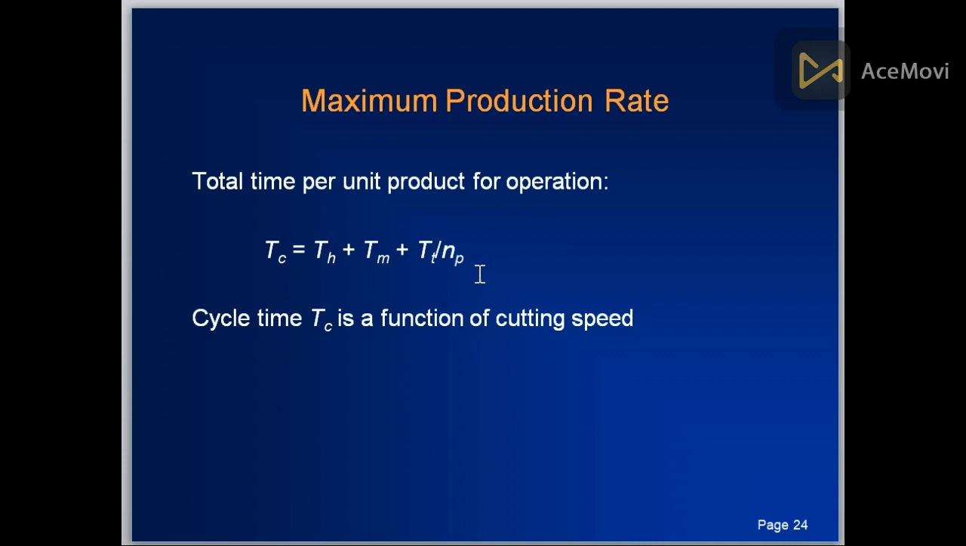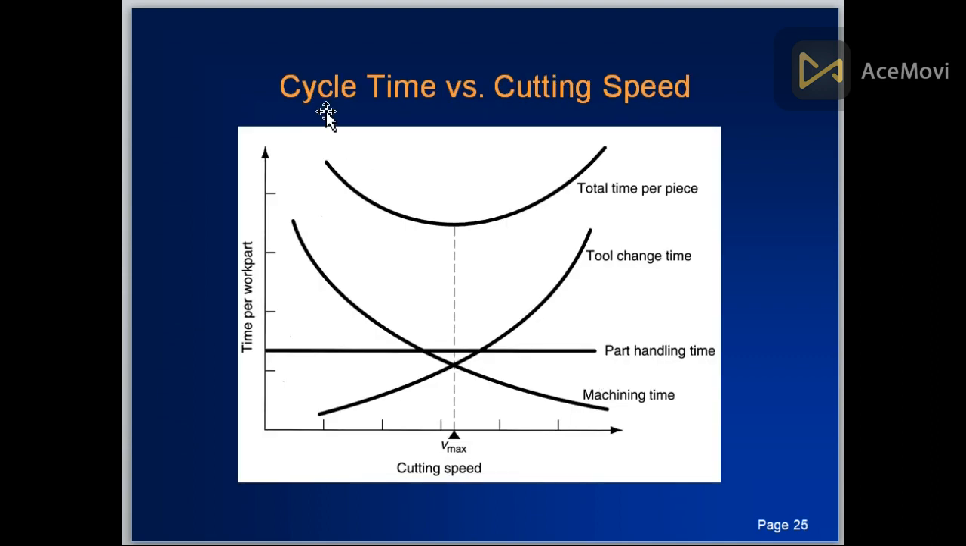Cycle time Tc is a function of cutting speed. This is cycle time versus cutting speed. This is time per work part, this is cutting speed, and this is Vmax. As you can see, if we move from here, the machining time is low. Part handling time is constant. For tool change time, if the speed is low and it moves higher, the total time per workpiece changes. So we will select the speed that is optimum for all of these things. So we will select this Vmax.